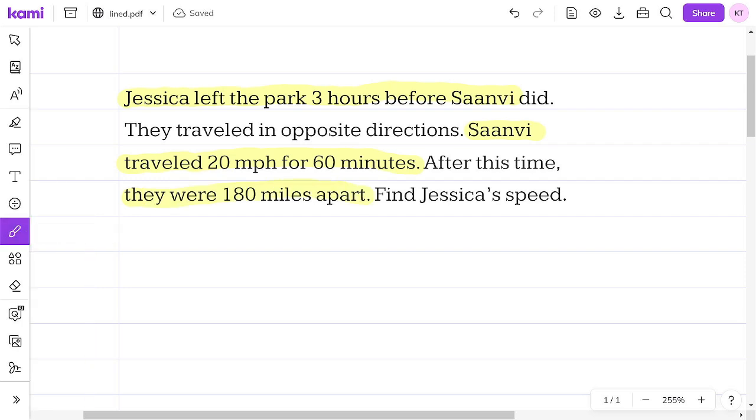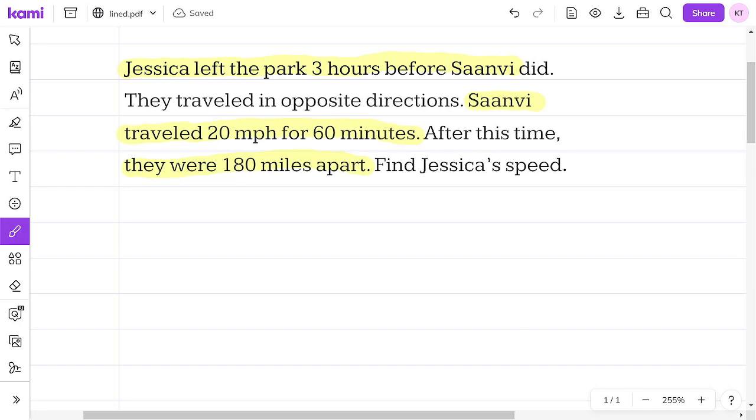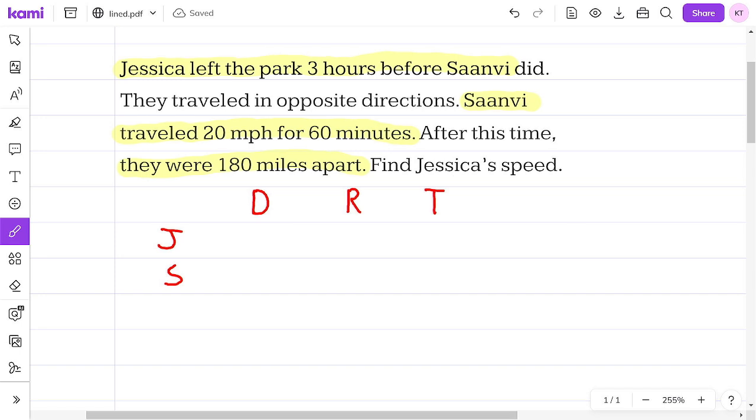So what we want to do is go ahead and set up our table. And so we have Jessica and we have Sanvi. And this is going to be a distance problem. So we have distance, our rate, and our time. So first thing we can do is fill in Sanvi's rate, which is going to be 20 miles per hour. So we'll put 20 for Sanvi here. And then we also know her time, that it was for 60 minutes.